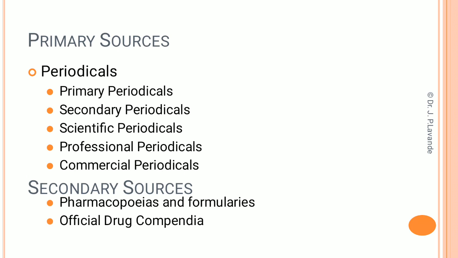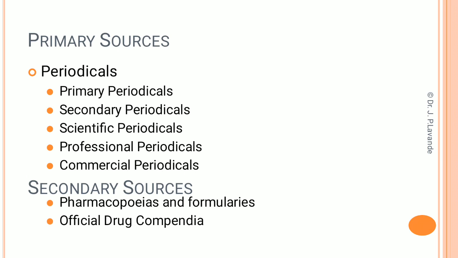They contain reports of original research. Secondary periodicals contain that portion of original research which is according to their needs in condensed form. On the basis of scope, they may be classified as scientific periodicals, professional periodicals, and commercial periodicals. Scientific periodicals contain original research articles which are reviewed by experts who are eminent scientists. For example, Journal of Pharmaceutical Sciences.